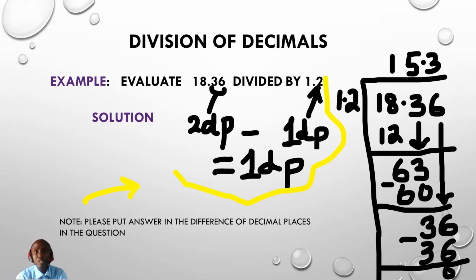So you do your normal divisions. 12 goes into 18 one time, 1 times 12, 12, 18 minus 12, you get 6, bring down the 6. 12 goes into 63, 5 times 12, you get 60, 3 minus 0, 3, bring down the 6. 12 goes into 36, 3 times, 36, and 36 minus 36, 0. Now take this 1 DP and make sure it reflects here. Your answer has to be in 1 DP. So we move to the next slide.